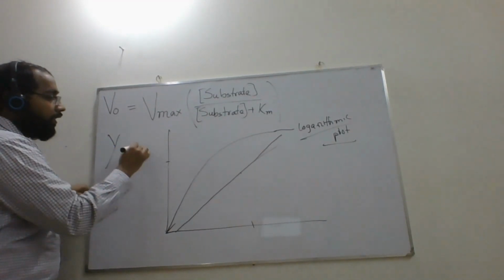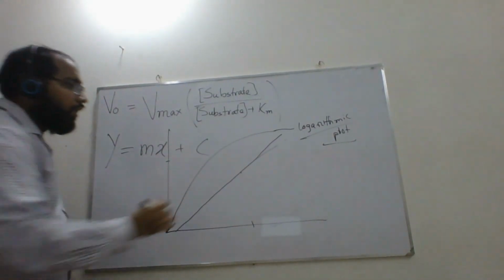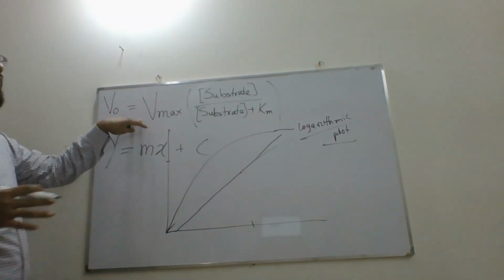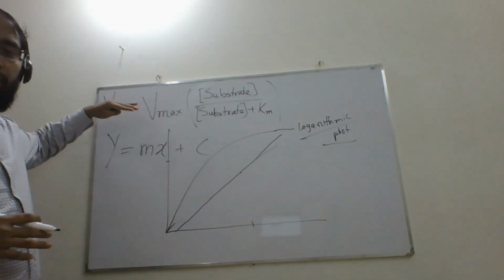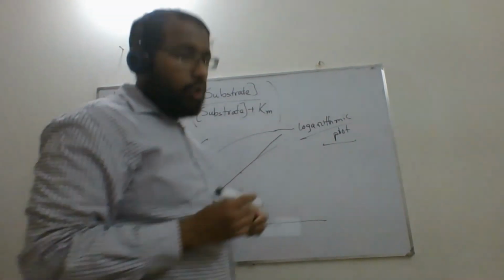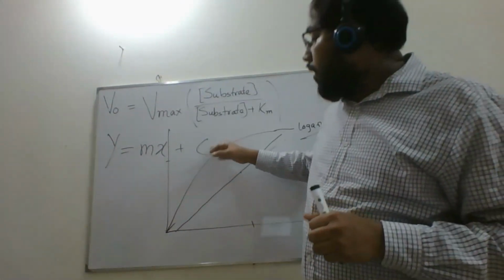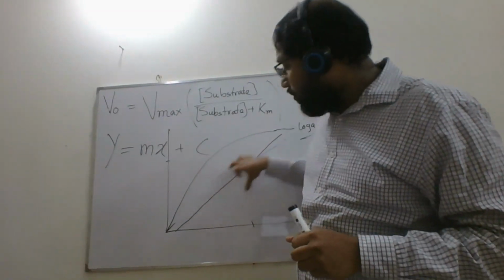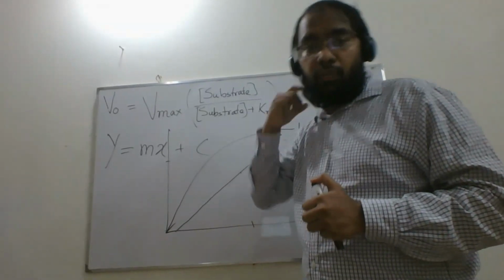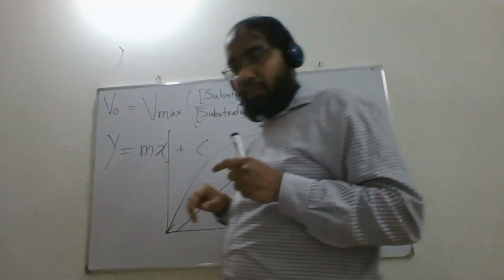We know the straight line equation y equal to mx plus c. When it is in this type of format, it is easier to get any information from this equation rather than from the format of this one. If we have this type of straight line equation, we will be able to put in some values and directly derive the parameters from this plot. For this reason, we go for the Lineweaver-Burk plot of this Michaelis-Menten equation.